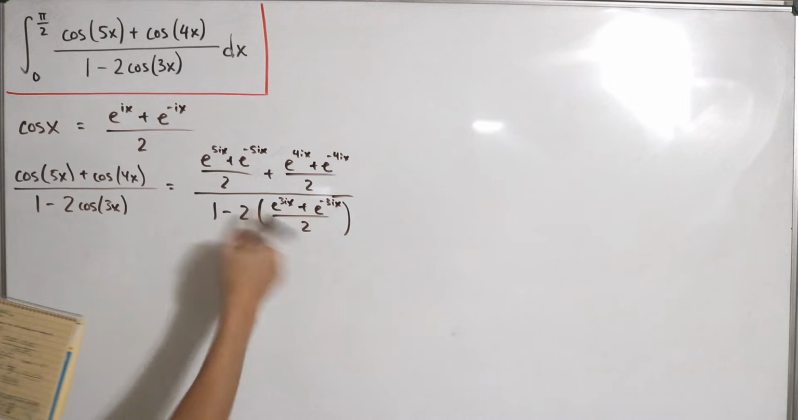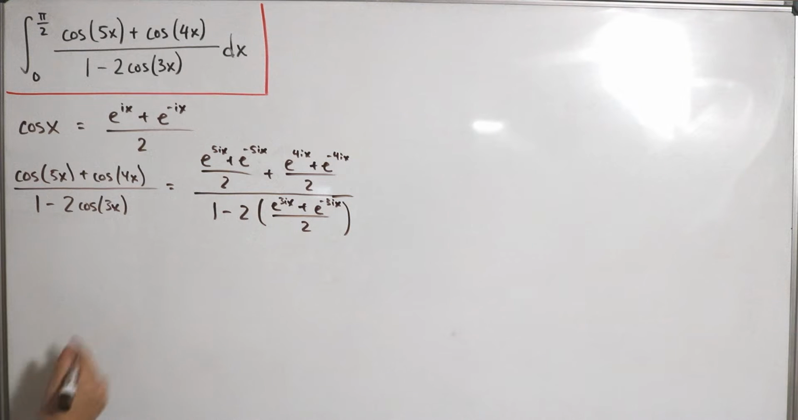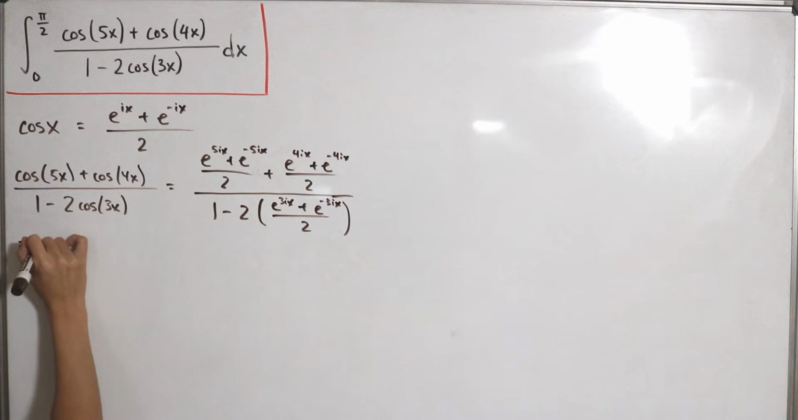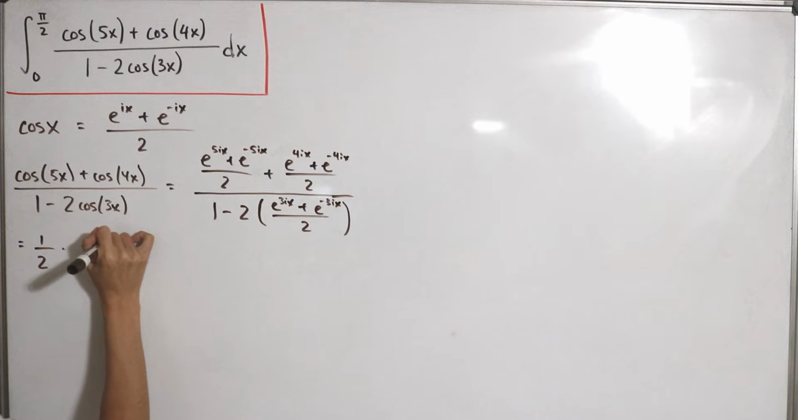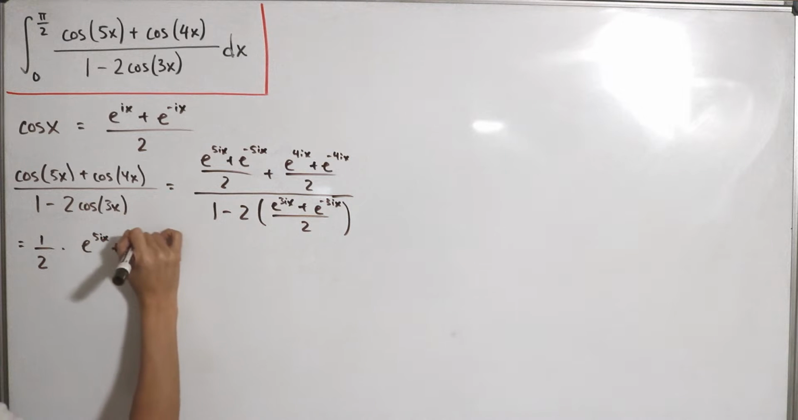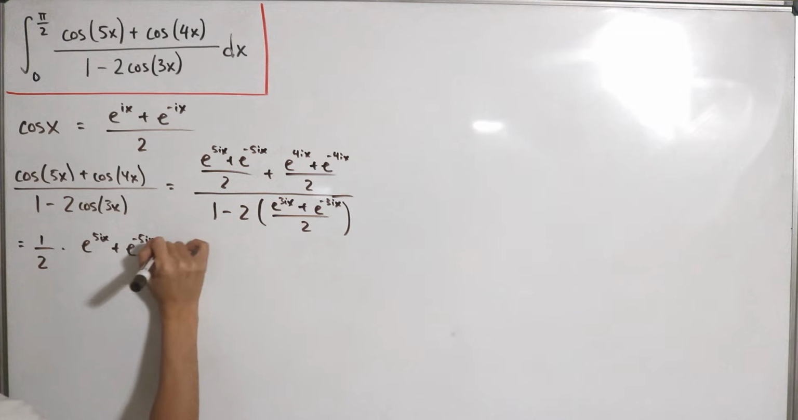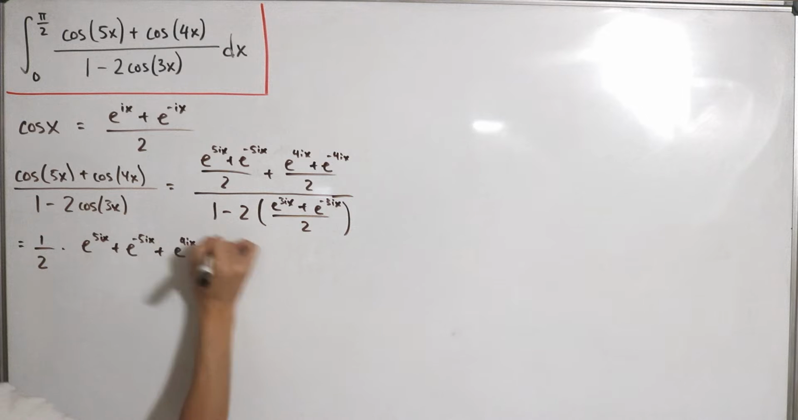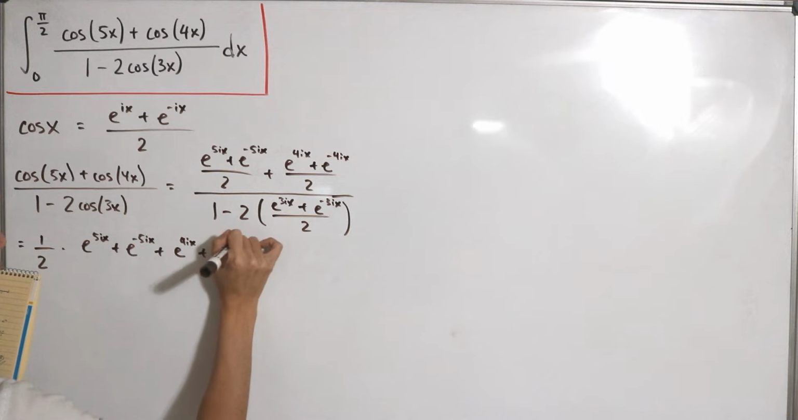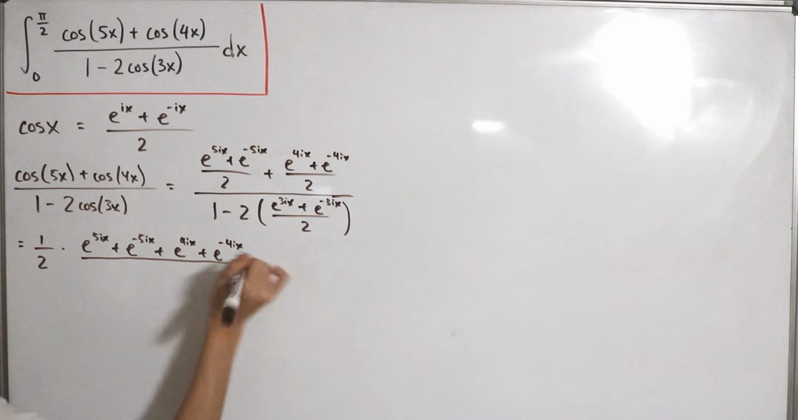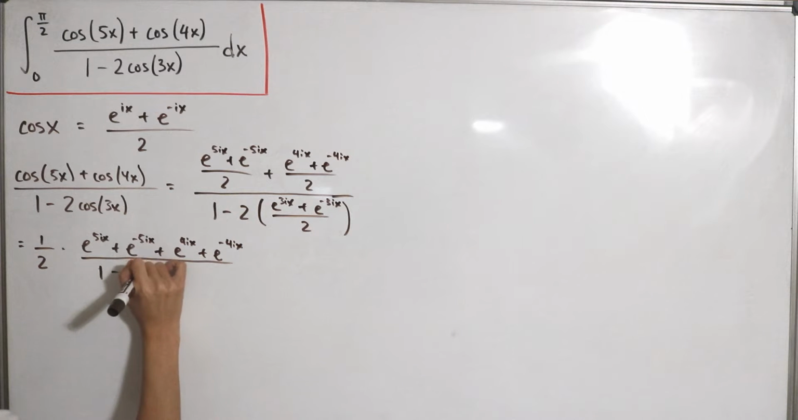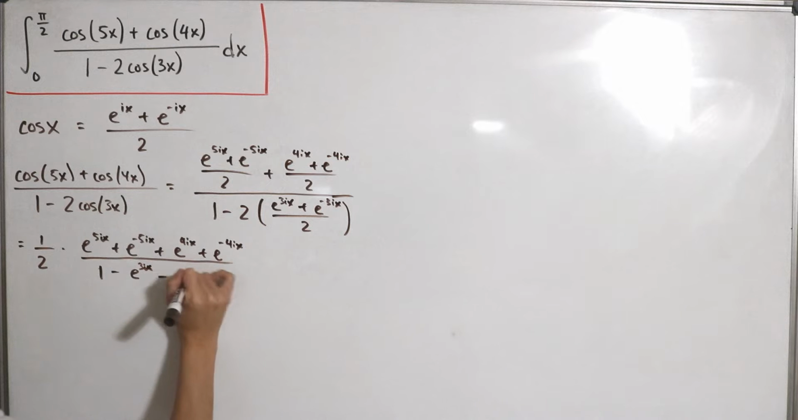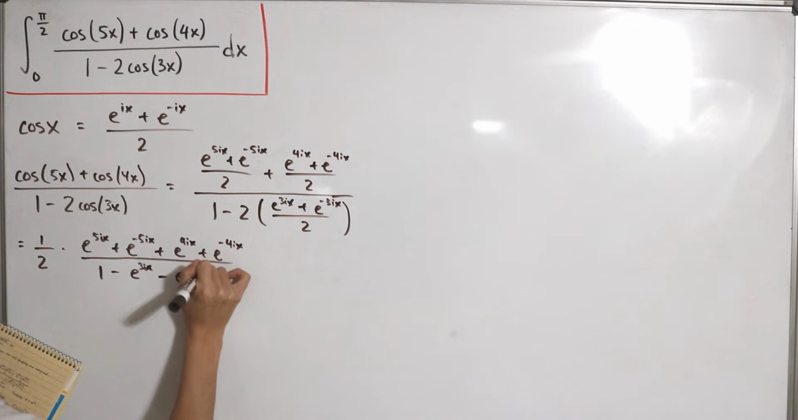Luckily the 2's cancel, which makes things a little easier, and I can factor out the 1/2 from the numerator. That yields 1/2 times e to the power 5ix, plus e to the negative 5ix, plus e to the 4ix, plus e to the negative 4ix, and then all this being divided by 1 minus e to the power 3ix, and then subtract e to the power negative 3ix.